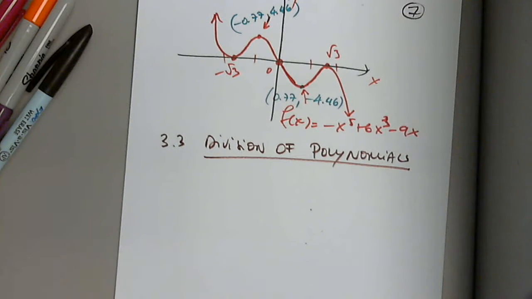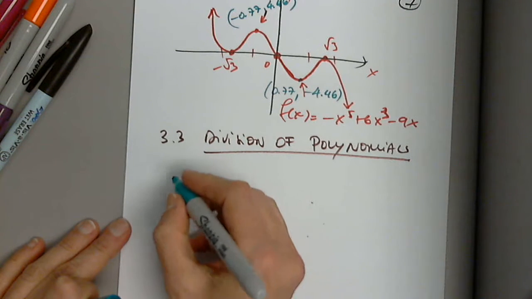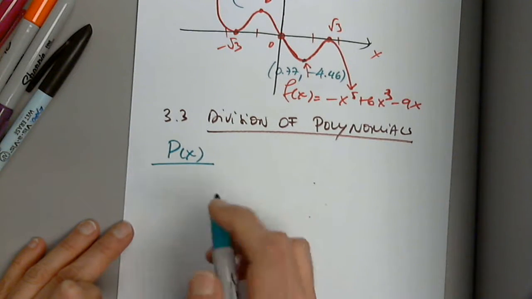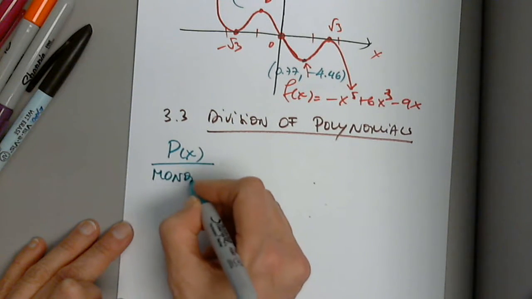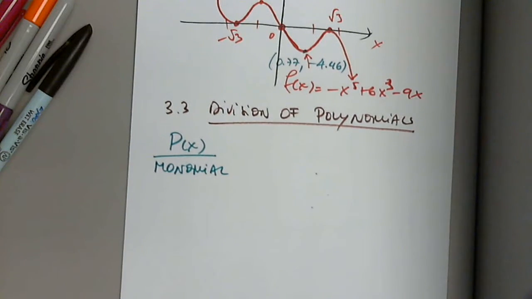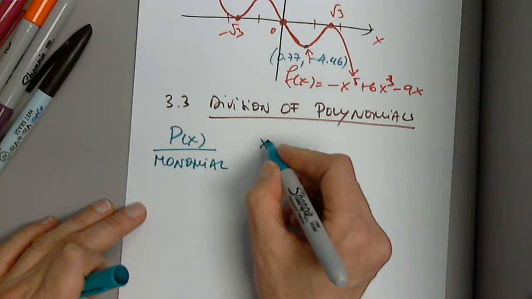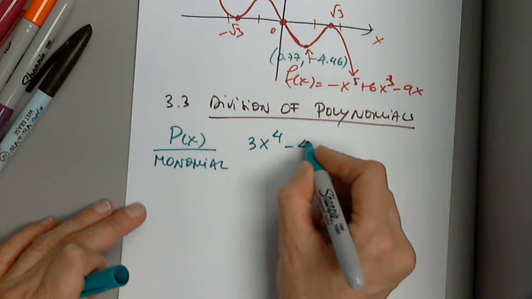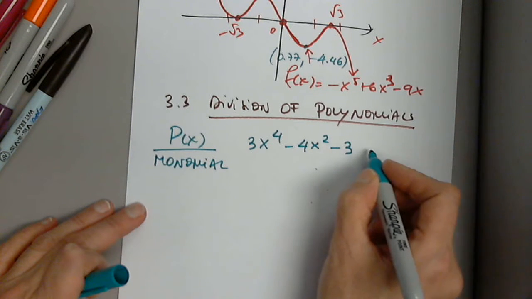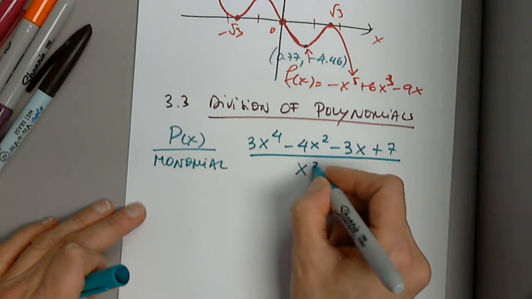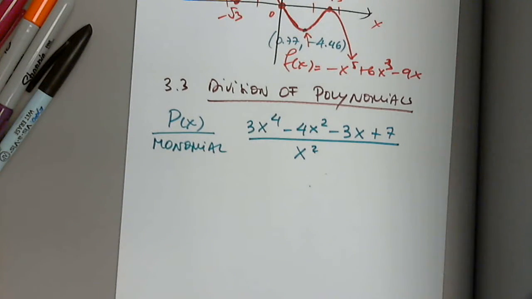Okay, so here's one division that is not in your book, but I would like to refresh your memory on this. Here it is. Let's suppose I have a polynomial divided by one term, also called a monomial. So this is the first example. Let's say I have 3x to the 4th minus 4x squared minus 3x plus 7 to divide by x squared.